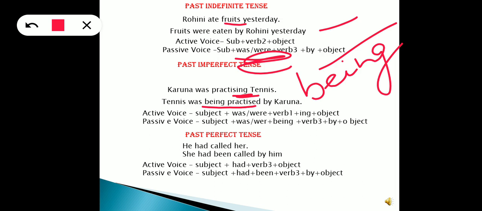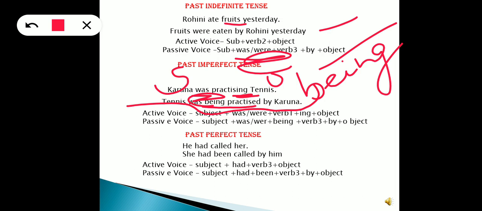Now we have to decide the helping verb in the sentence. So let's discuss other rules first, then we will come to the helping verb also. Other rules are subject will become object and object will become subject. So you can see here this tennis has become subject, Karuna has become object, and was, the helping verb, is already present. So while dealing with continuous tense we need not be worried about the helping verb because it would always already be present there.